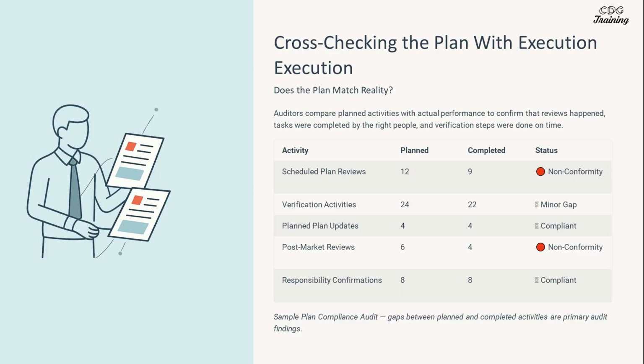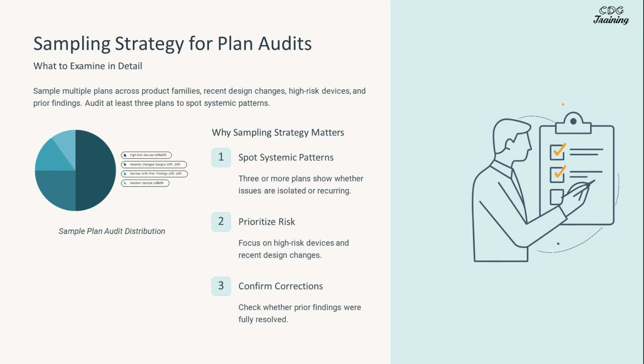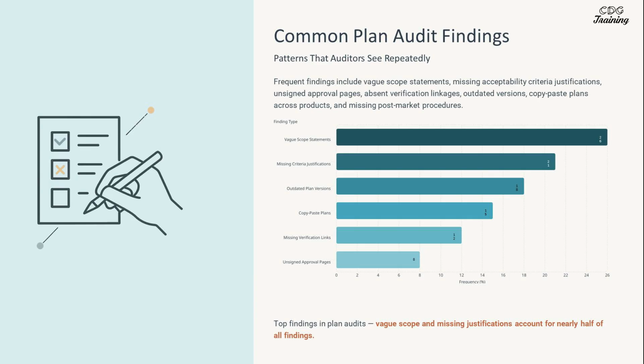Auditors compare planned activities with actual performance to confirm that reviews happened, tasks were completed by the right people, and verification steps were done as specified. Sample multiple plans across product families to spot systemic patterns, prioritize risk, and confirm corrections. Auditing at least 3 plans helps to spot systemic patterns. Frequent findings include vague scope statements, missing justifications, and outdated versions. These patterns are common across products and post-market procedures.